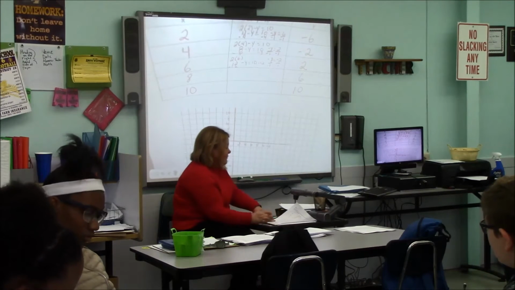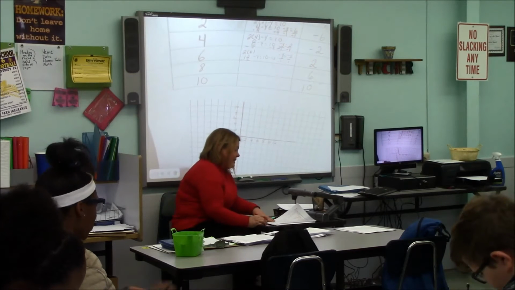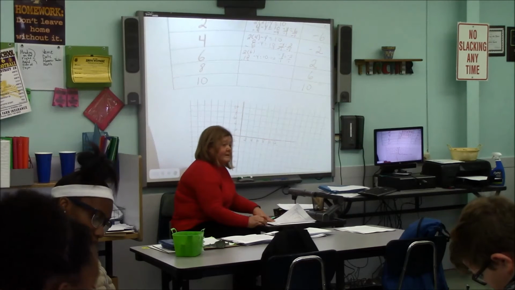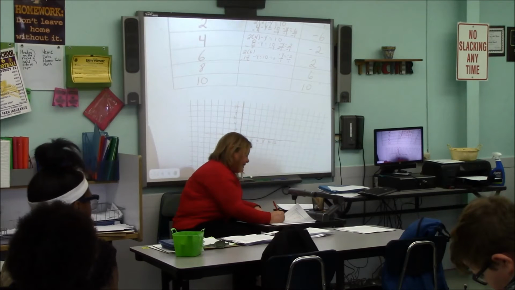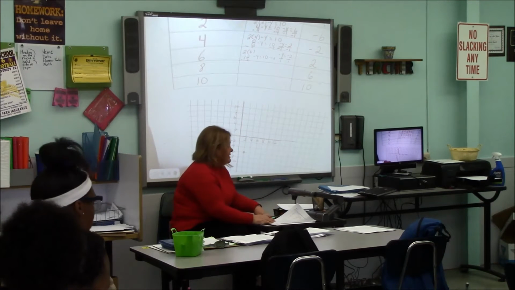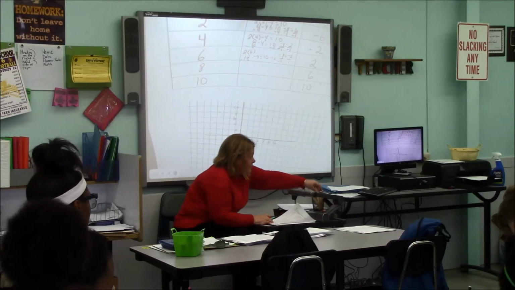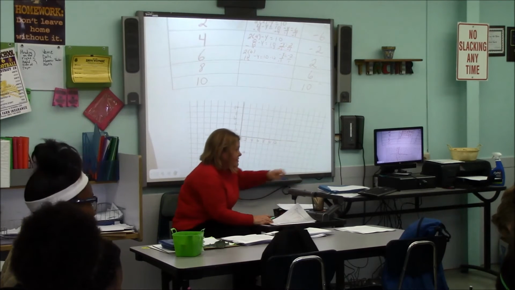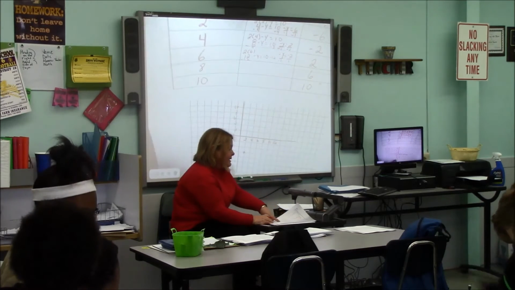Okay, so my first point is going to be what? 2 and what? 2 and negative 6. Okay, I would like somebody else to participate. Let's see, I'm just going to call a stick. And where's my next point? Deshauna, what's my next point on my grid?